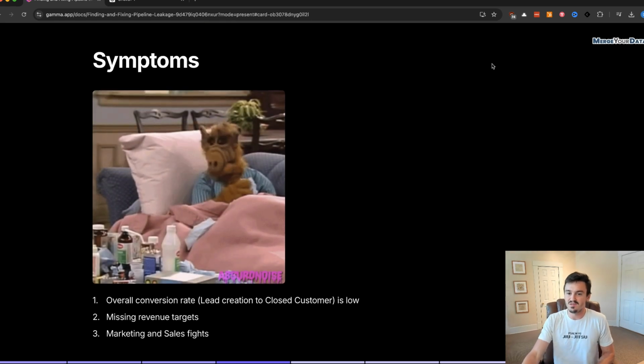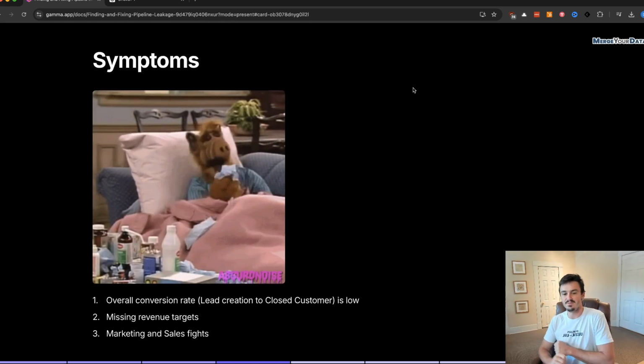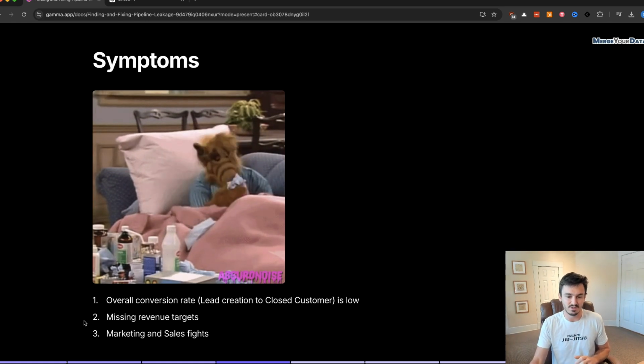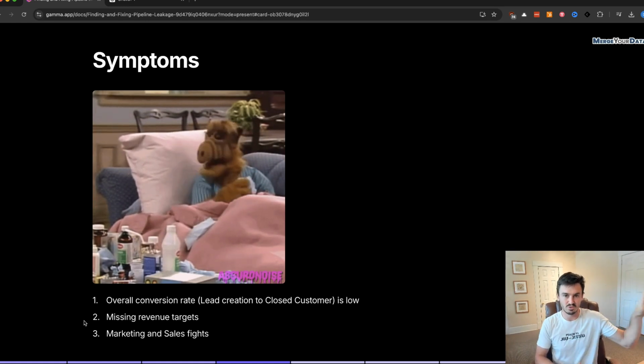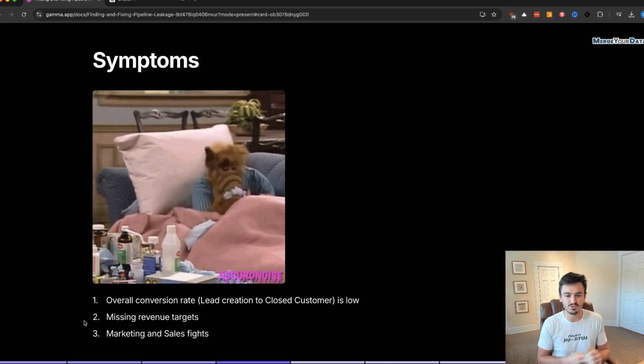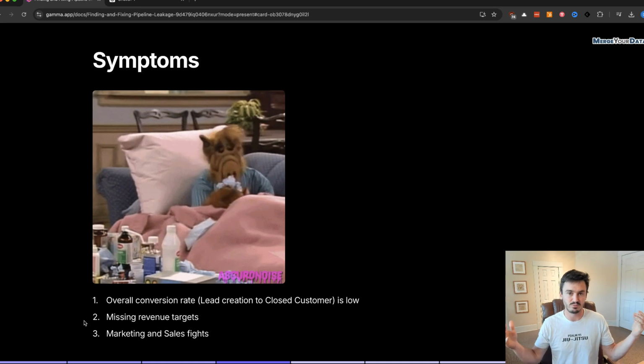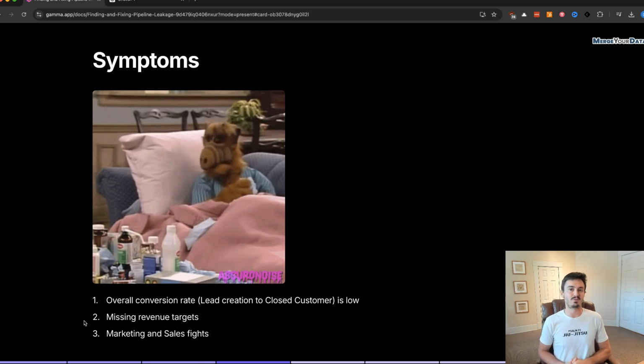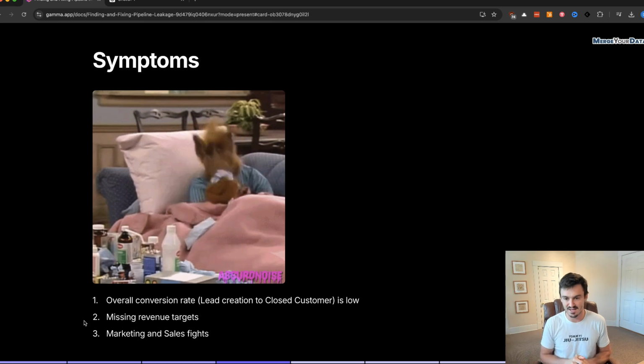And so why you would care about this is because of these symptoms that you might be experiencing. So number one, overall conversion rate. So total leads to closed customer is lower than expected. Number two, you're missing revenue targets. It's a really broad symptom, can be a lot of problems. This is one way to approach that.